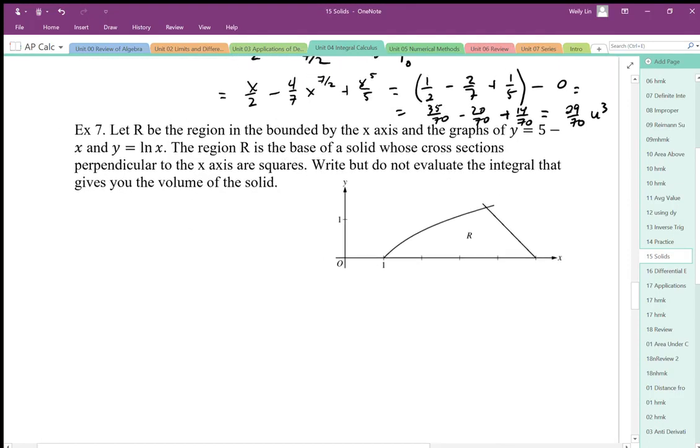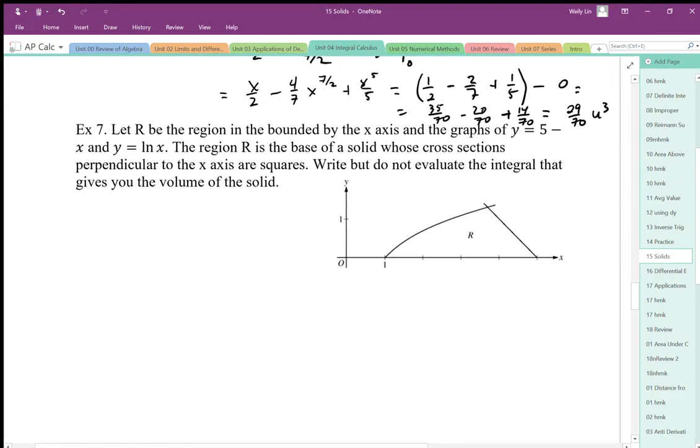Okay, so this is an AP problem here. R is a region bounded by the x-axis and the graphs of y equals 5 minus x and log x. So there's our linear function, there's our log function. We want to know where those two functions intersect. And the cross sections are perpendicular to the x-axis, so we're going to have these sections perpendicular.